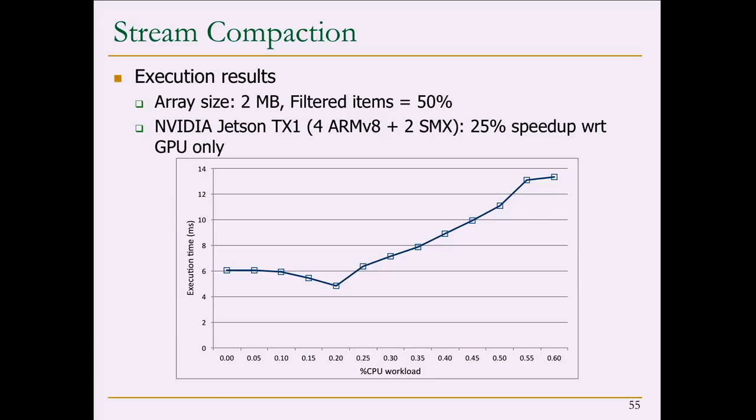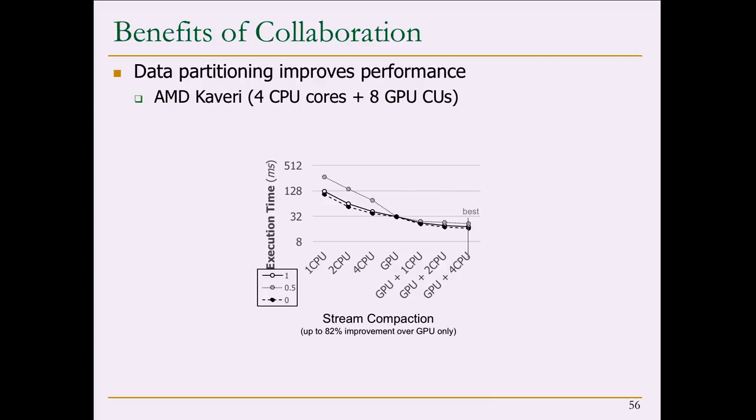These are results for the NVIDIA Jetson TX1, up to 25 speedup with respect to the GPU-only version, and these are results on the AMD Kaveri. You see up to 82% improvement with respect to the GPU-only version from using up to 4 CPU threads on the AMD Kaveri. So also in this case, we have some benefit from the collaboration.